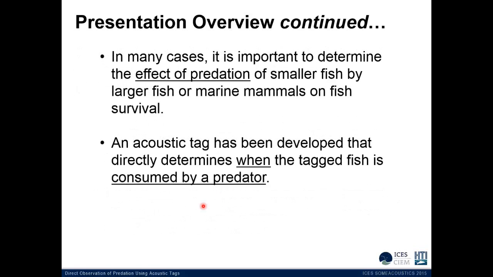In many cases, predation can have an important effect on the overall survival of smaller fish, in particular salmon smolts, by larger fish and marine mammals. And an acoustic tag has been developed that directly determines when a tagged fish is consumed by a predator. And that is the subject of today's presentation.